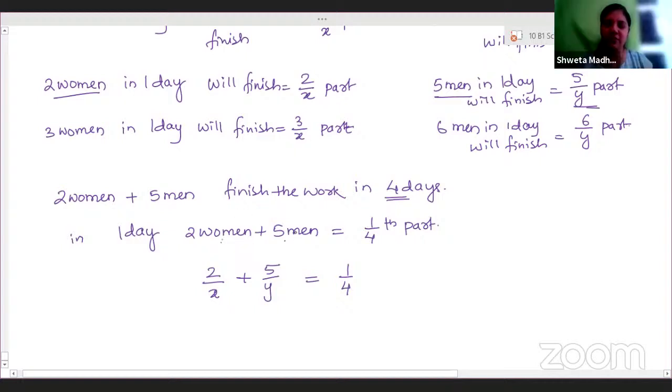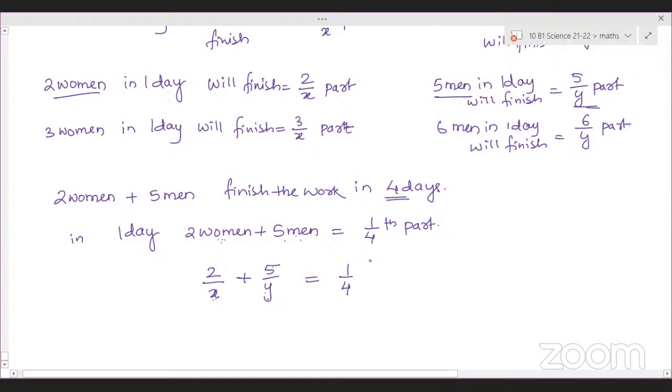2 women and 5 men working together finish the work in 4 days. That means in one day, in proper proportion, they finish 1/4 part. The part completed by 2 women is 2 by X, and by 5 men is 5 by Y. So altogether 2 by X plus 5 by Y is 1/4, right? Clear?